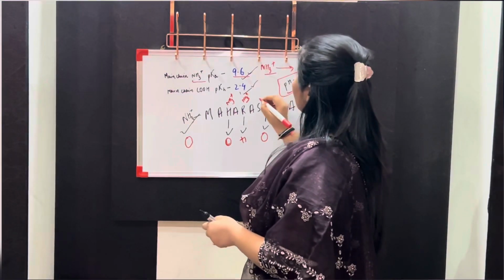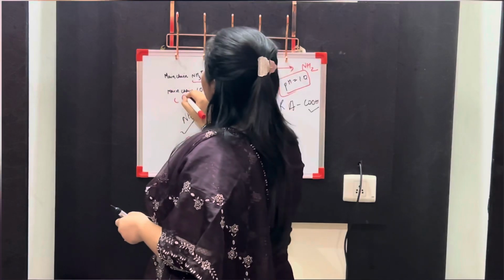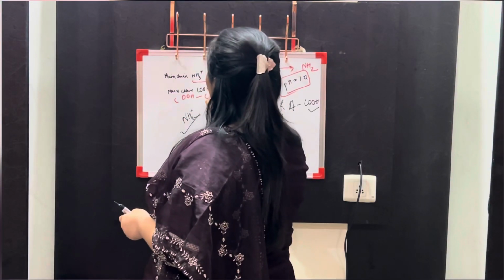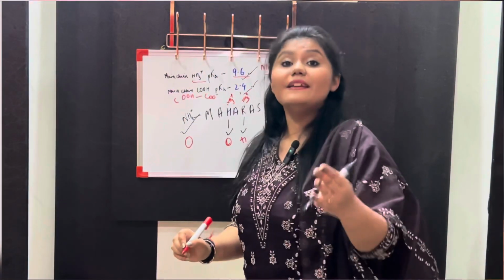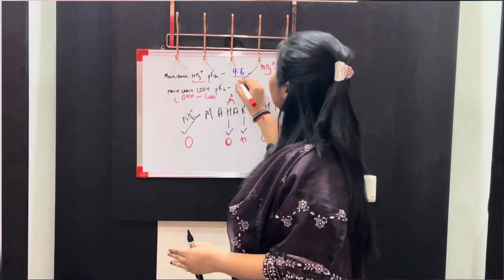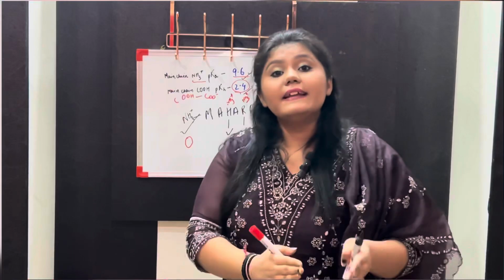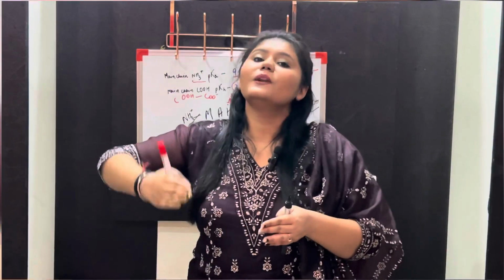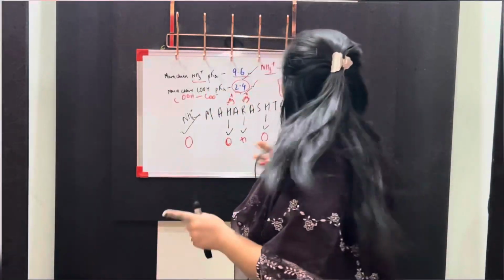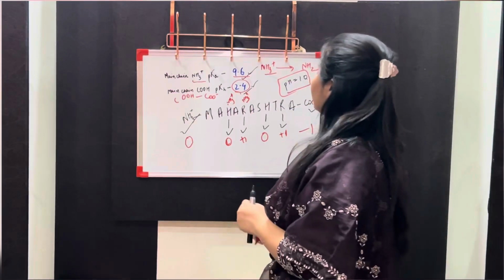The COOH group will convert into the COO minus group. Why? Because its pKa value is 2.4. So above 2.4, it will get ionized and the COOH group will convert into the COO minus group. So now we will calculate the net charge on this peptide.